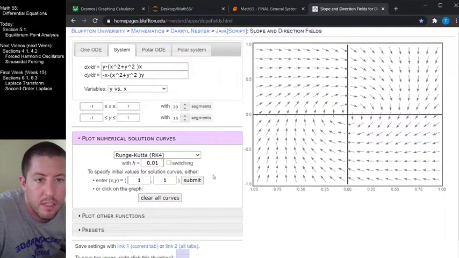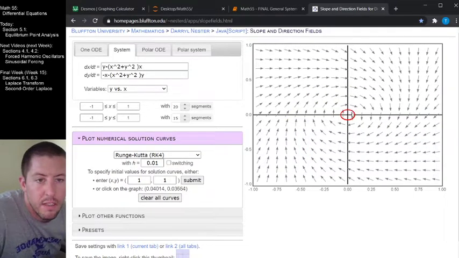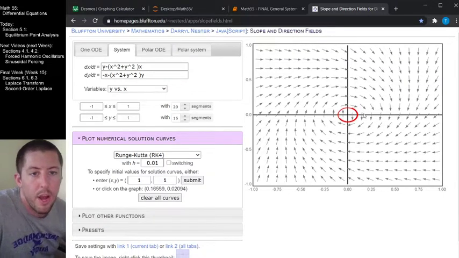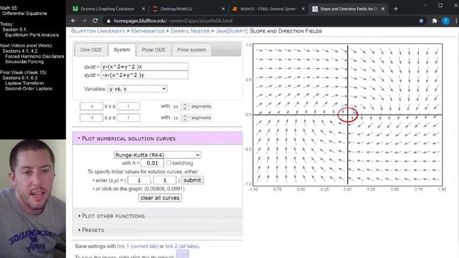Here's what I should do. Let's clear all these curves here. That one's even a little bit too close right there. Okay, there we go. With this red one right here, what you can see is I clicked here, and it seems like it is sinking in towards the origin right here.